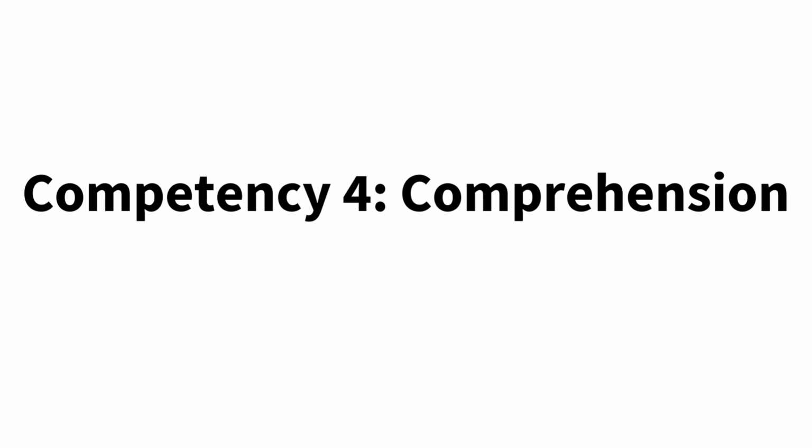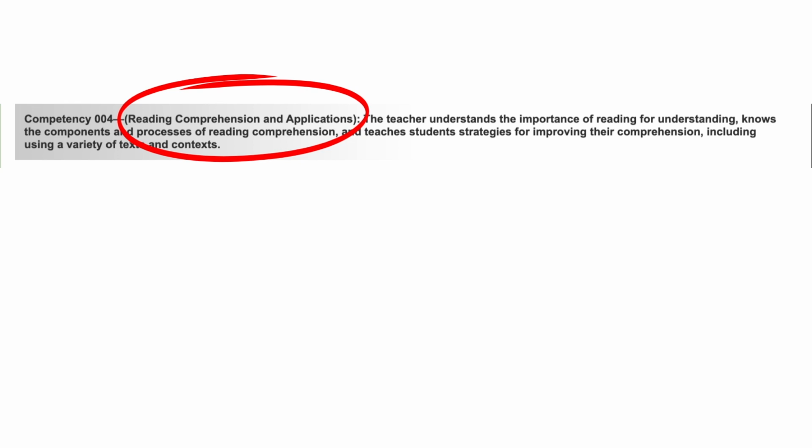Let's get started. Competency 4 is all about reading comprehension. There are a total of 12 descriptive statements within this competency, so there's a lot to dig into with this lesson. Competency 4 reads as reading comprehension and applications. The teacher understands the importance of reading for understanding, knows the components and processes of reading comprehension, and teaches strategies for improving their comprehension, including using a variety of texts and contexts.